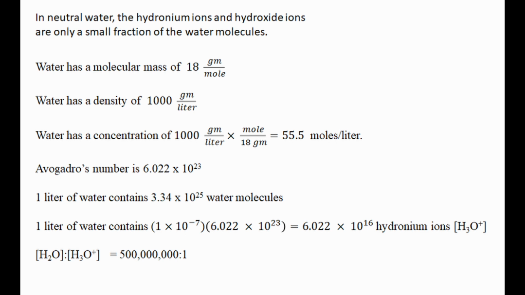If Avogadro's number is 6.022 times 10 to the 23, the liter of water contains 3.34 times 10 to the 25 water molecules. If the concentration of hydronium ions, H3O+, is 1 times 10 to the negative 7th moles per liter, then a liter of water contains 6.022 times 10 to the 16th hydronium ions. So, in neutral water, the ratio of water molecules to hydronium ions is roughly 500 billion to 1. So, a very small fraction of neutral water is hydronium ions.